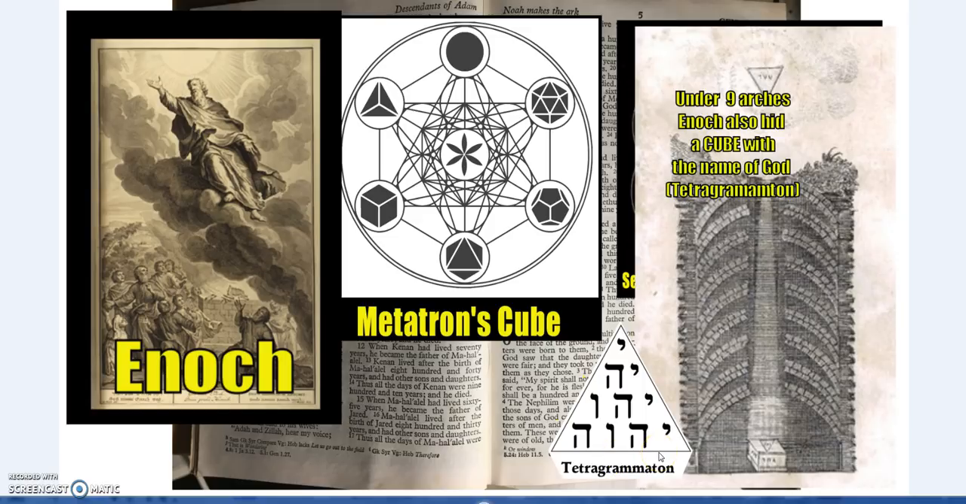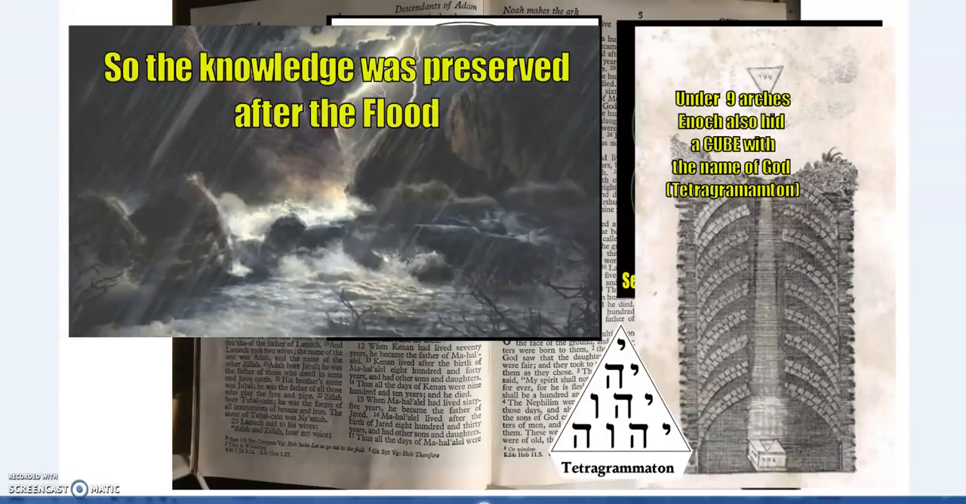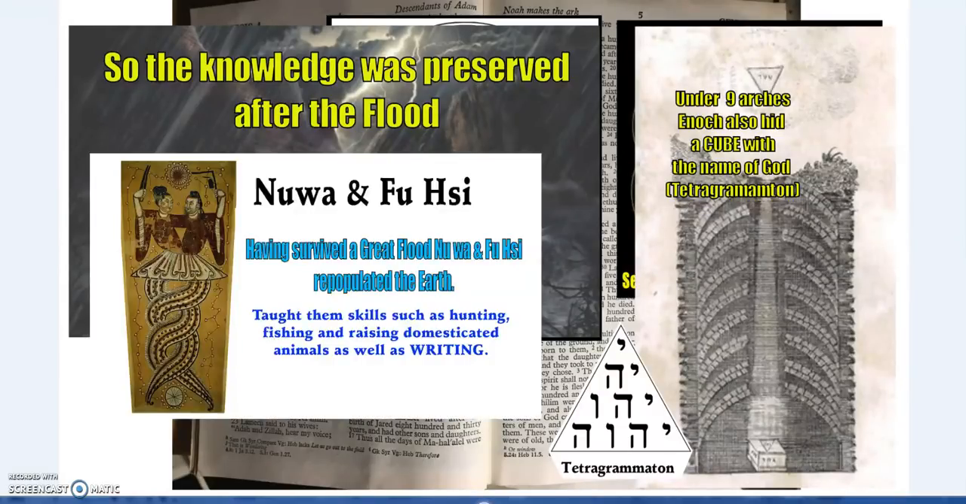Now, see my recent series on 33 and 288, the number connections, the geometric connections from the seed of life. So the tetragrammaton, you can draw that, or the tetractys, the Pythagorean tetractys, also comes from the seed of life. So the knowledge was preserved after the flood via Enoch, who became the angel Metatron.